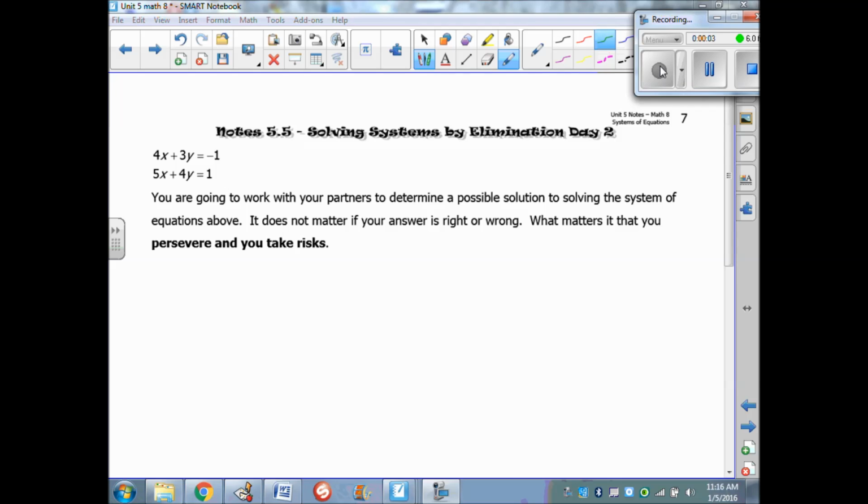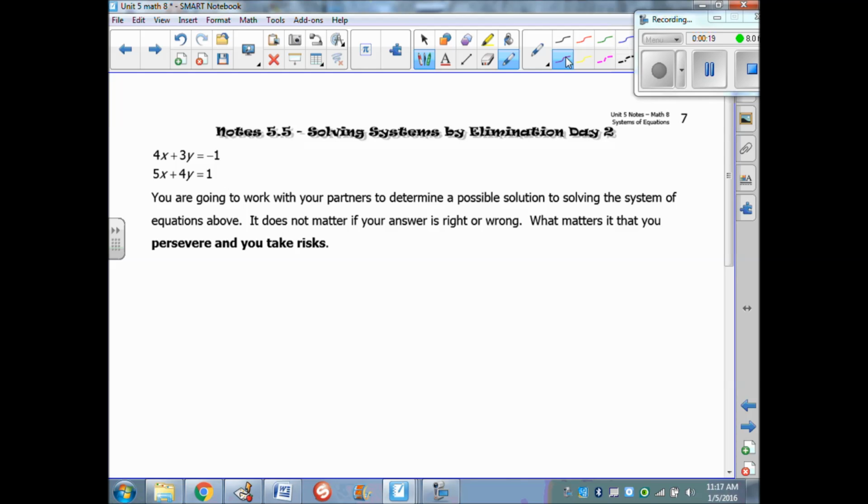Notes 5.5, Solving Systems by Elimination, Day 2. So we're going to spend some more time with the method of elimination, which is our third method to solve systems. So before we get started, let's talk about what we look for in order to use elimination.